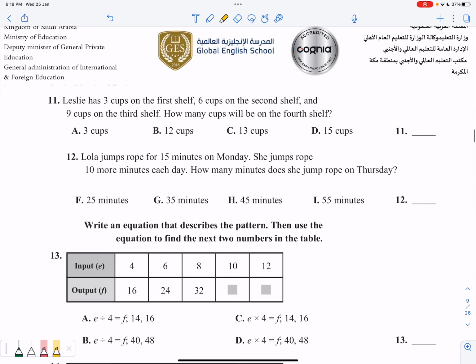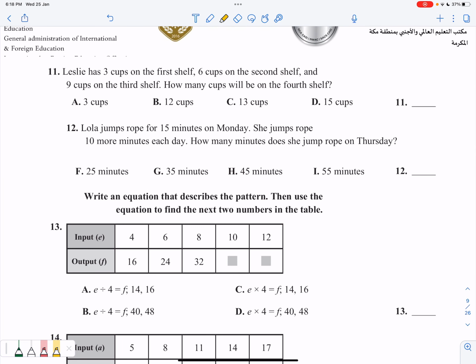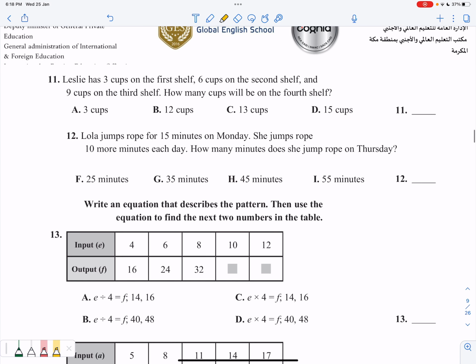After that, I have some word problems. The first question says, Leslie has 3 cups on the first shelf, 6 cups on the second shelf, and 9 cups on the third shelf. How many cups will be on the fourth shelf? So she has first 3 cups, then 6, then 9, then how many in the next? Of course, the pattern here is that we're adding 3 each time. So it's going to be 12 because we need to add 3 to the 9 to get 12. So 12 cups is the correct answer.